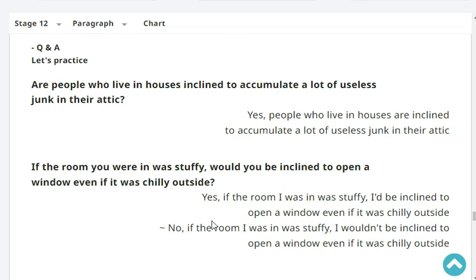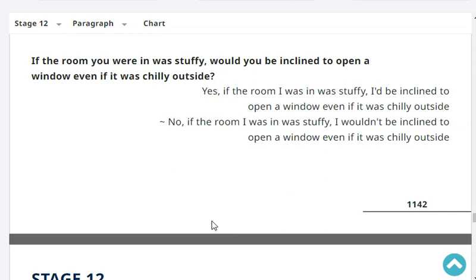If the room you were in was stuffy, would you be inclined to open the window even if it was chilly outside? Yes or no? Yes, if the room I was in was stuffy, I'd be inclined to open a window even if it was chilly outside.